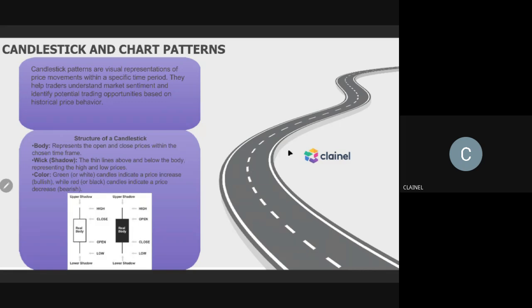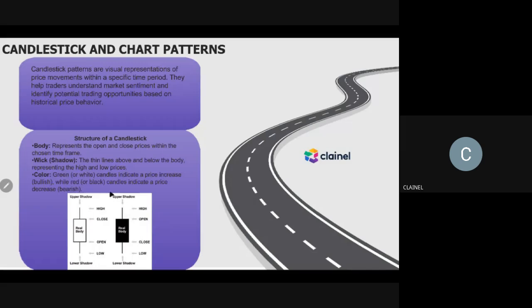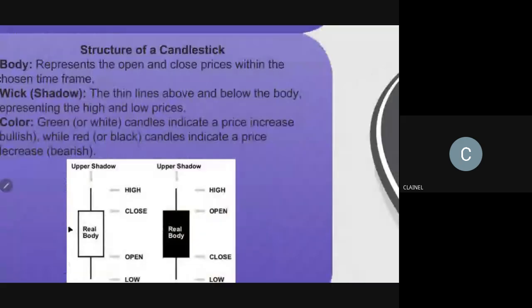So we have the structure of candlesticks. We have the body. This is the body, like here. This is an example of your candlestick. The body represents the open and close prices within the chosen time frame. As you can see, price closed here, price opened here. This is a bullish candle. Price went up in this candlestick.